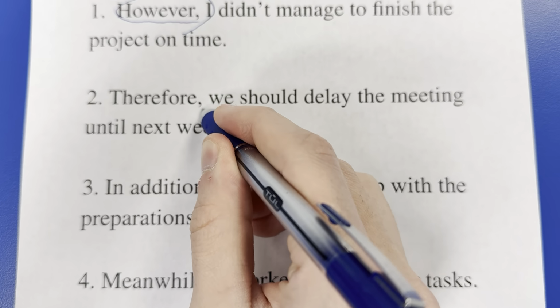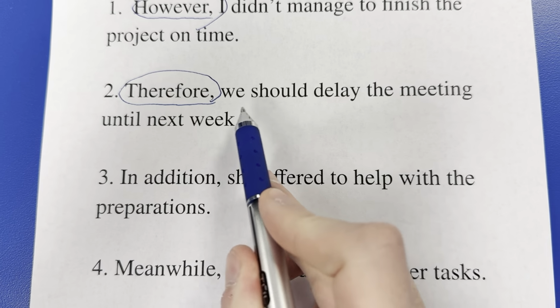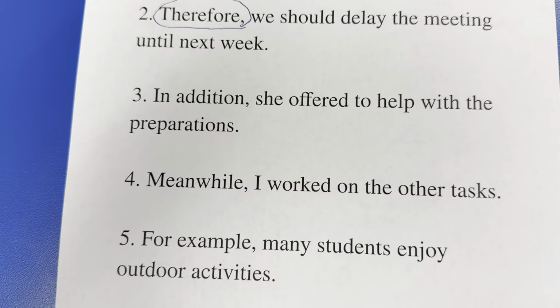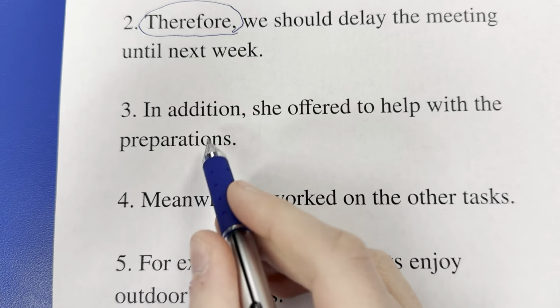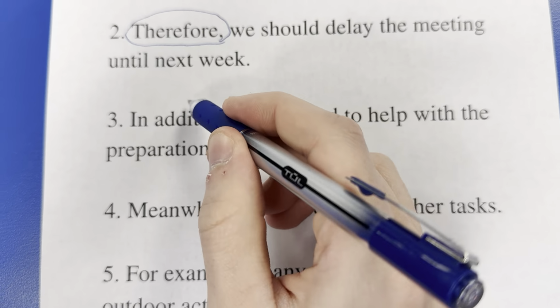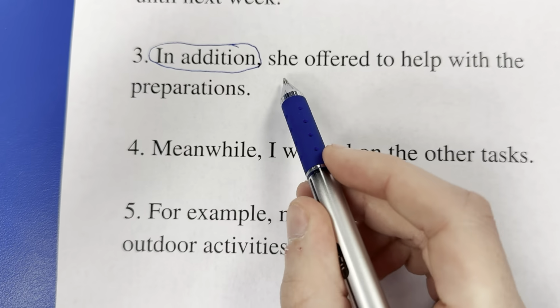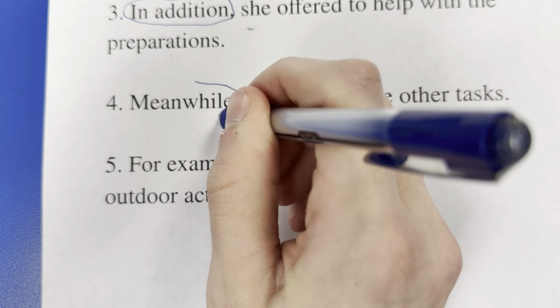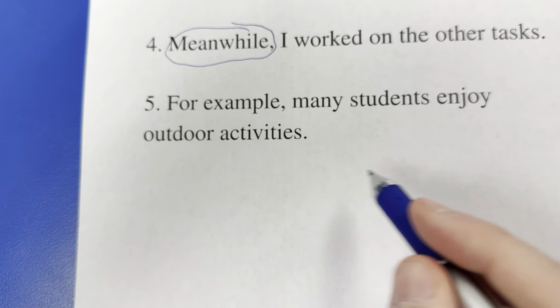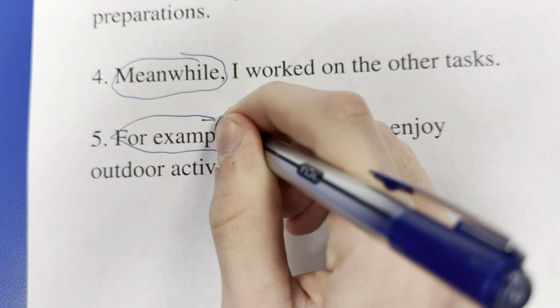There's a comma there, so I'm going to assume this is a transition word, which it is, and then we have a complete sentence after it. In addition, now this has two words, in addition, so this is just a short transition phrase, comma there. Meanwhile, I worked on the other tasks. Meanwhile, for example, many students enjoy outdoor activities, for example.